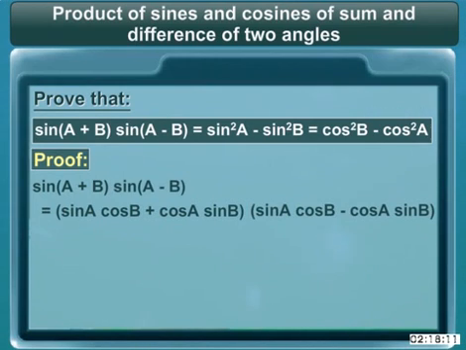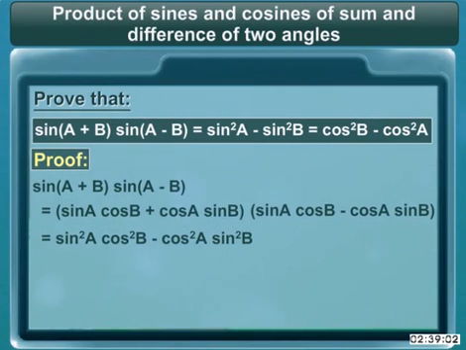Now continuing with the proof, we get it will be further equal to sin square a into cos square b minus cos square a into sin square b, that we get by using the algebraic identity a minus b into a plus b equal to a square minus b square.